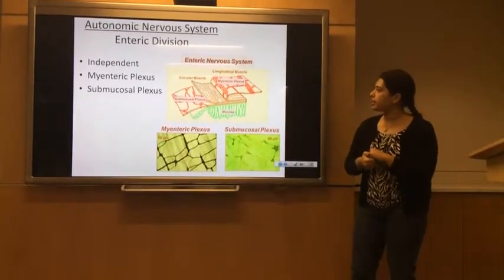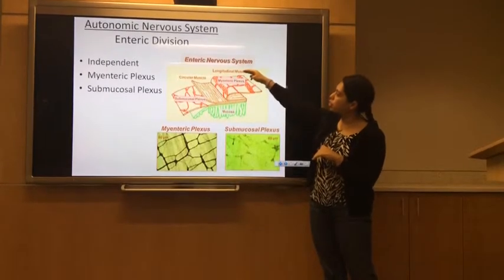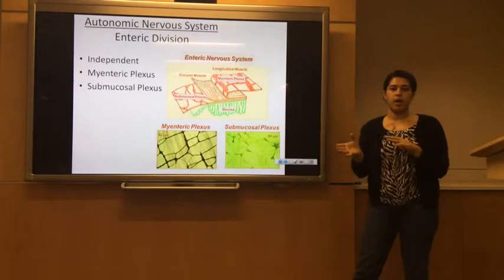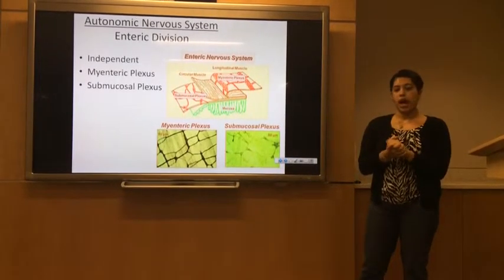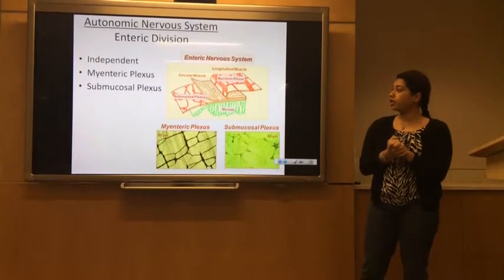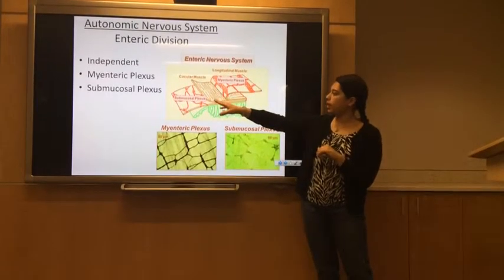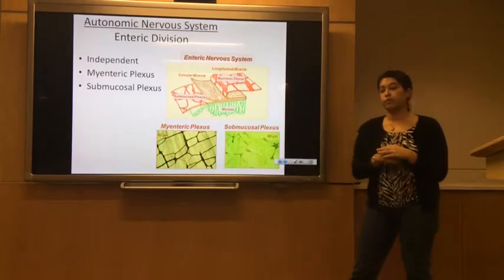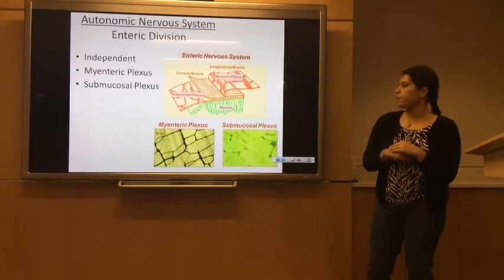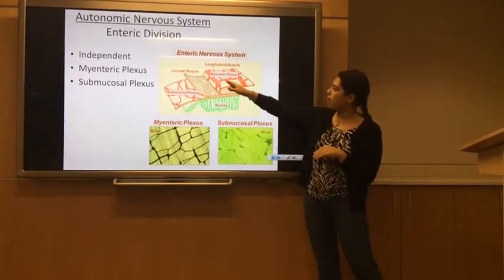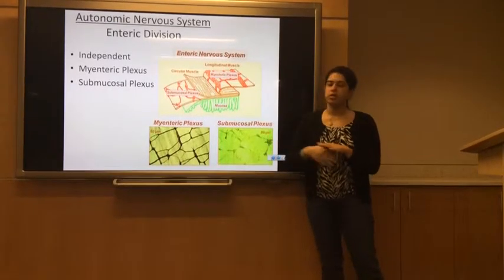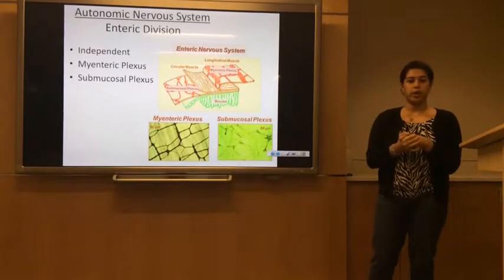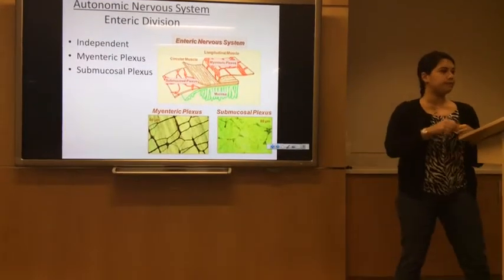The myenteric plexus is located between the outer longitudinal muscle and the inner circular muscle, and as you can imagine, its function is to control smooth muscle contraction. The submucosal plexus is located under the mucosa, and its function is mucosal activity. This picture shows their relations to one another, and it's also important to know that the two plexuses are in communication with one another so that their activity can be coordinated.